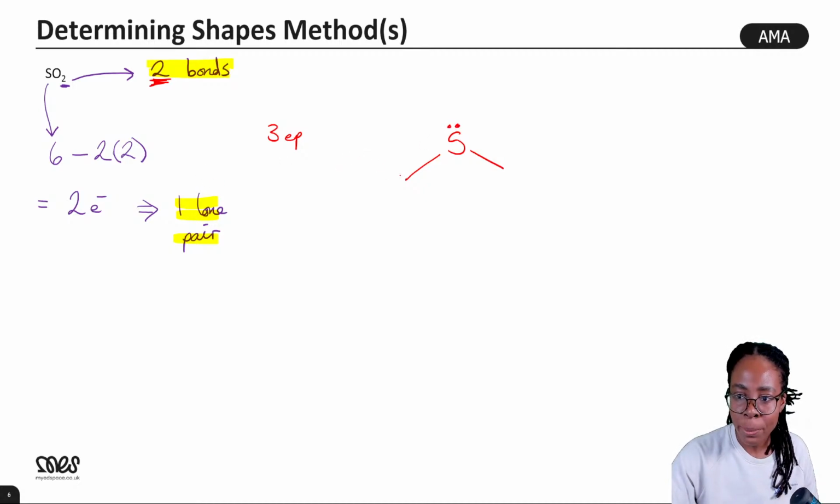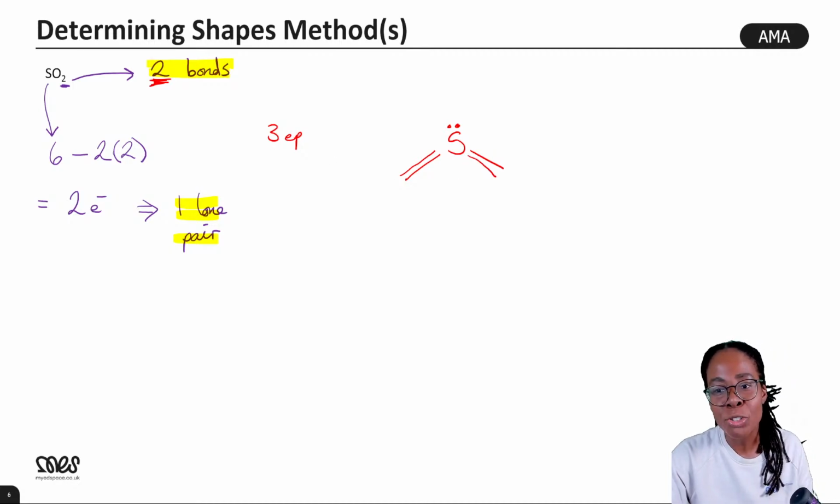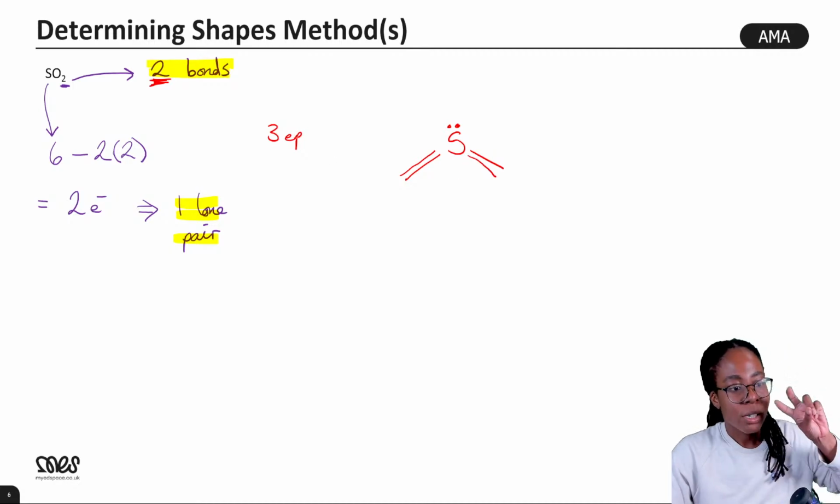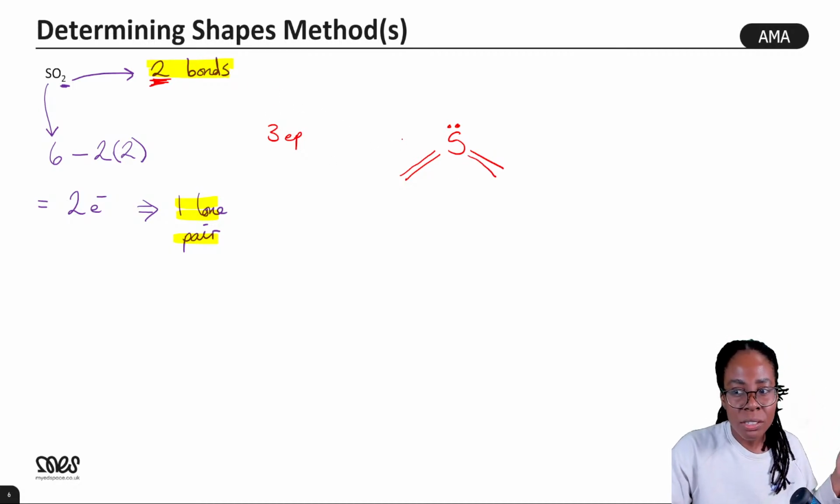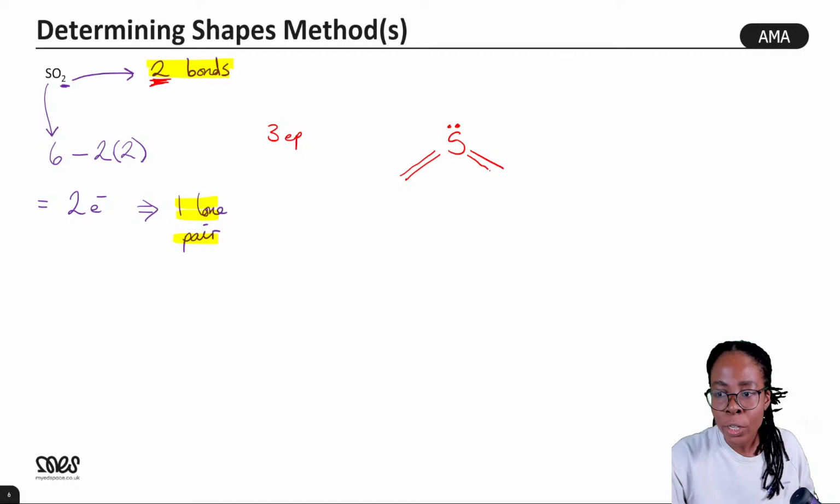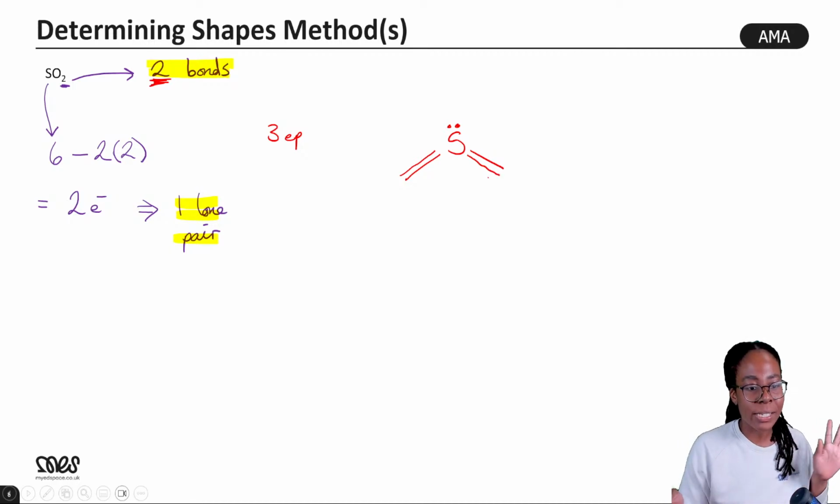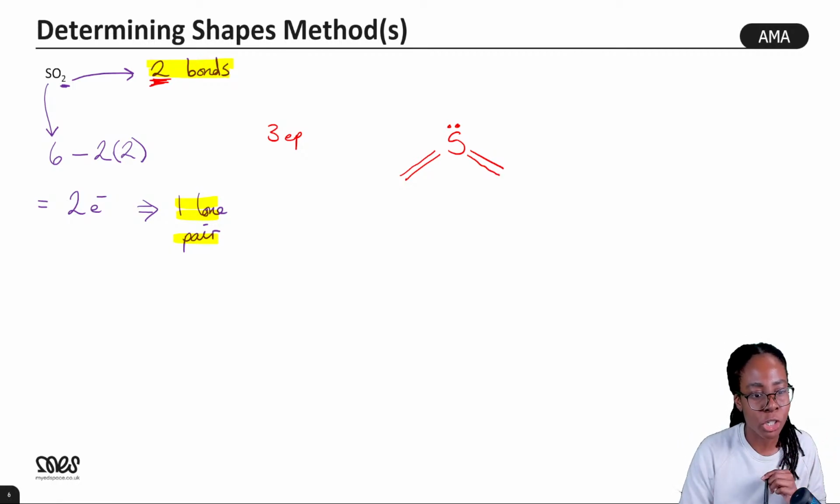How is it 3 electron pairs? There are 2 bonds, well, 3 electron regions. When they're double bonds, you're right, they're not pairs, but we still consider them as pairs because double bonds will respond in the same way as single bonds when it comes to figuring out the shape. Okay?